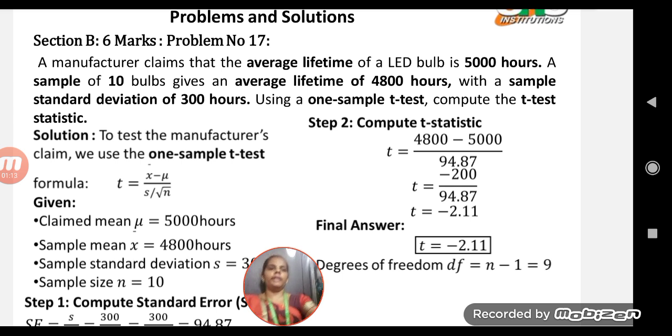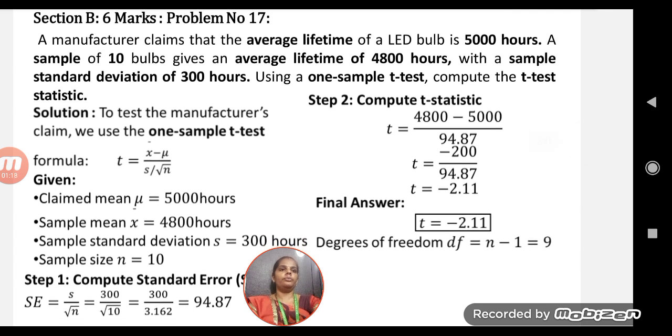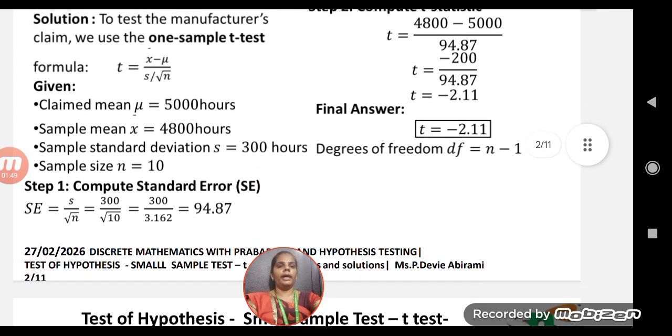So I am going to calculate this value by substituting in my formula. By substituting I will get 4800 minus 5000 divided by 300 by root n. The 300 by root n is calculated separately because we can calculate the standard error by giving those values. If I divide by 94.87, I will get the t value as minus 2.11. So this is the t-test statistic for this LED bulb problem. Here the degrees of freedom is n minus 1. The sample size is 10, so 10 minus 1 we get 9.